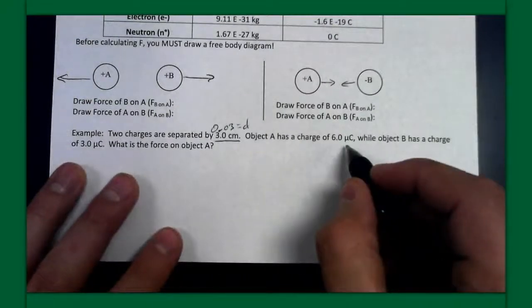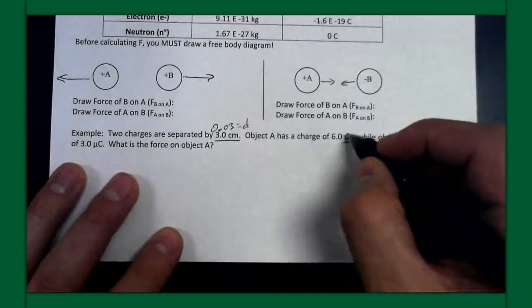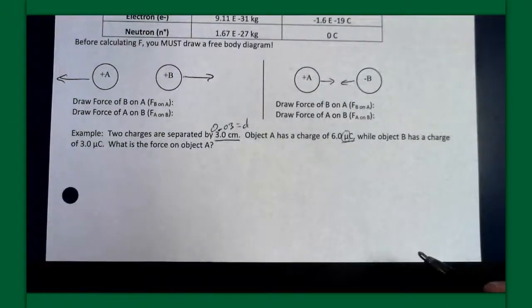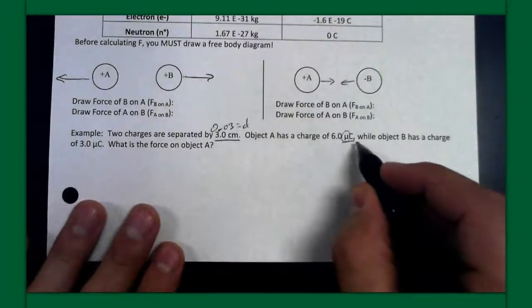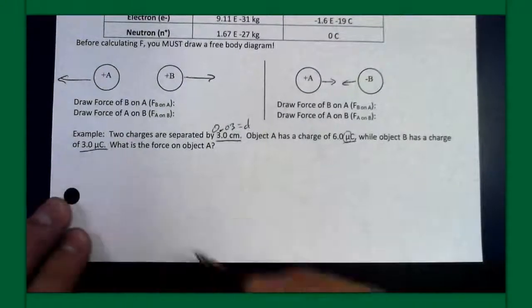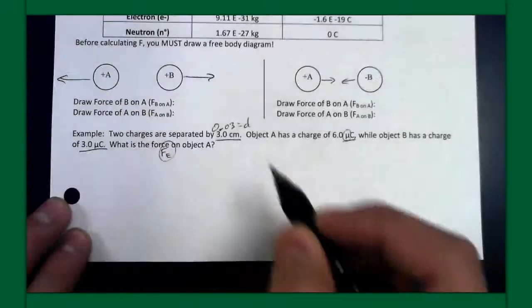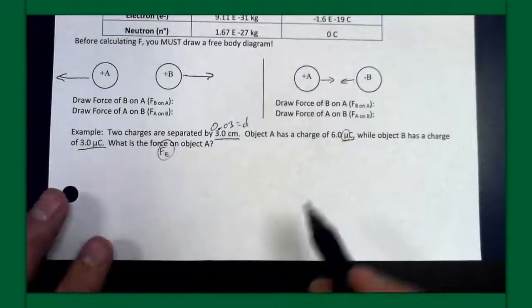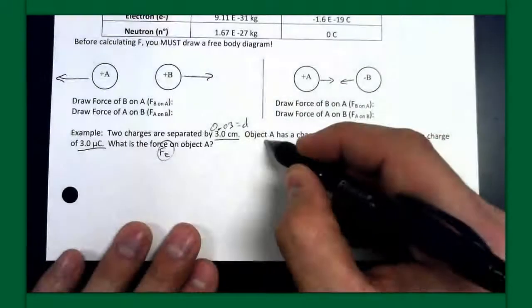Object A has a charge of 6, what is this? This is microcoulombs. This is the Greek letter mu, which stands for our prefix micro. This is not the unit we want this in. It's got to go into coulombs. I'll talk about how to do that in just a minute. But 6 microcoulombs. Object B has a charge of 3 microcoulombs. What is the electrostatic force on object A? And really, it's the same as the electrostatic force on object B. The force is the same in both directions.